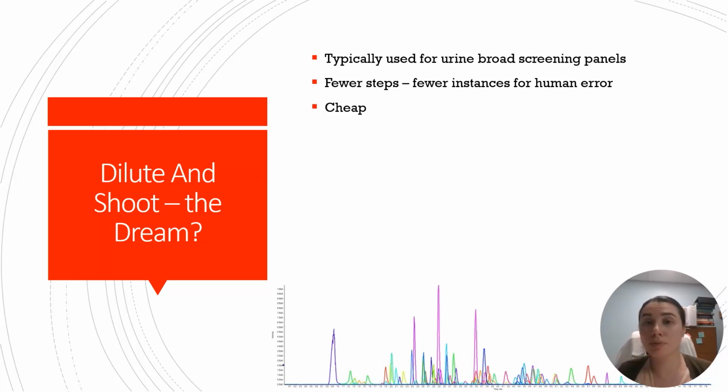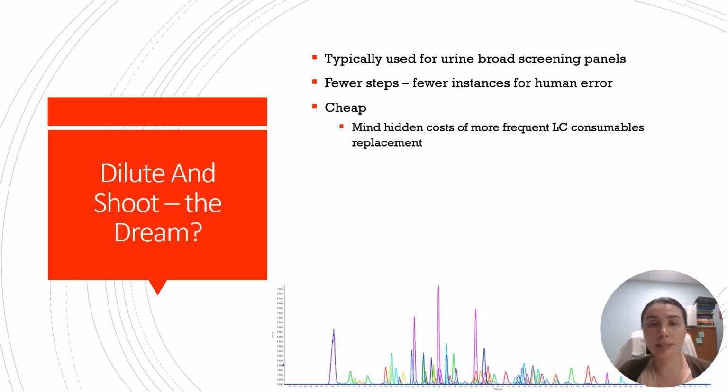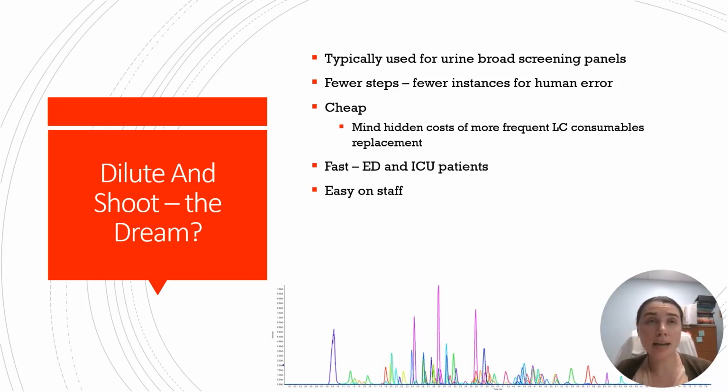It's typically used for urine broad screening panels. It's fewer steps, which means fewer instances for human error. It is cheap, although you have to mind the hidden costs of more frequent LC consumable replacements. It is fast, and so if you're targeting the ED and ICU patients with the service, definitely one to keep in mind.